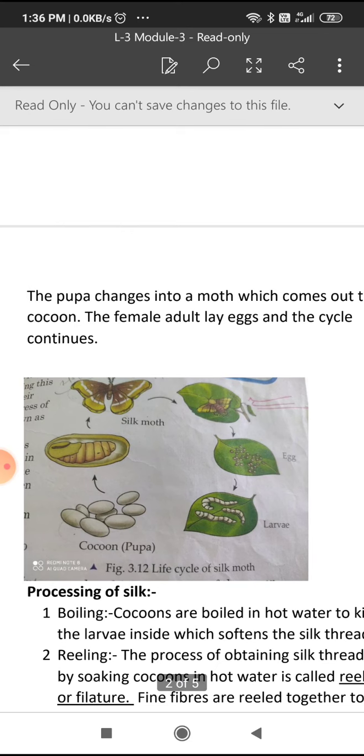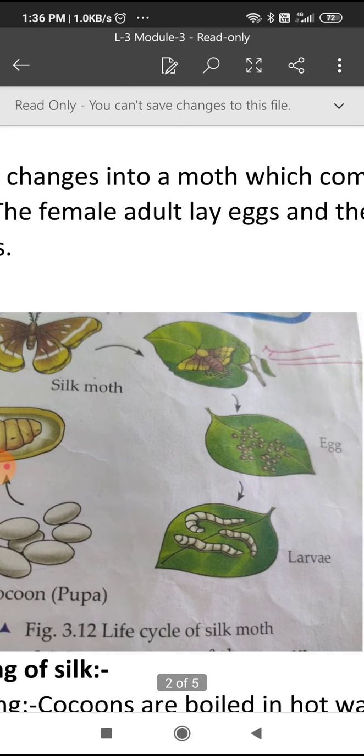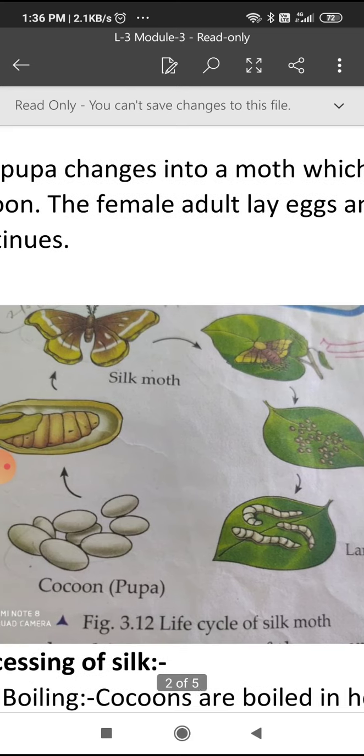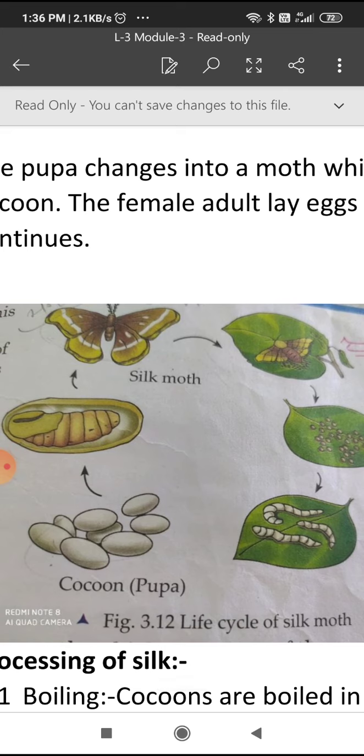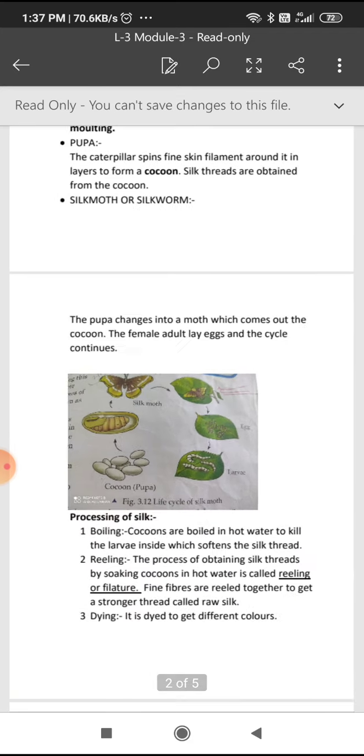Now you can see the stages of the silkworm in this diagram. The first stage, the eggs, are on the mulberry leaves. Then they grow and form larvae. The larva grows and forms a cocoon. The silk moth is inside the cocoon. The cocoon matures and changes into a silk moth. So you can see the life cycle of a silk moth. It's very important. Then the moth lays eggs on the leaf, and this cycle continues.